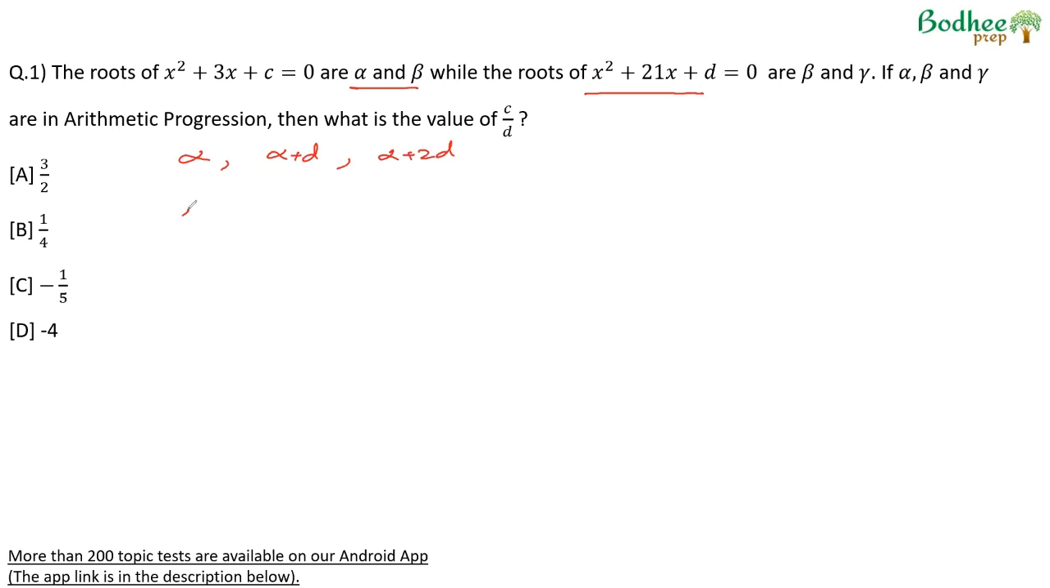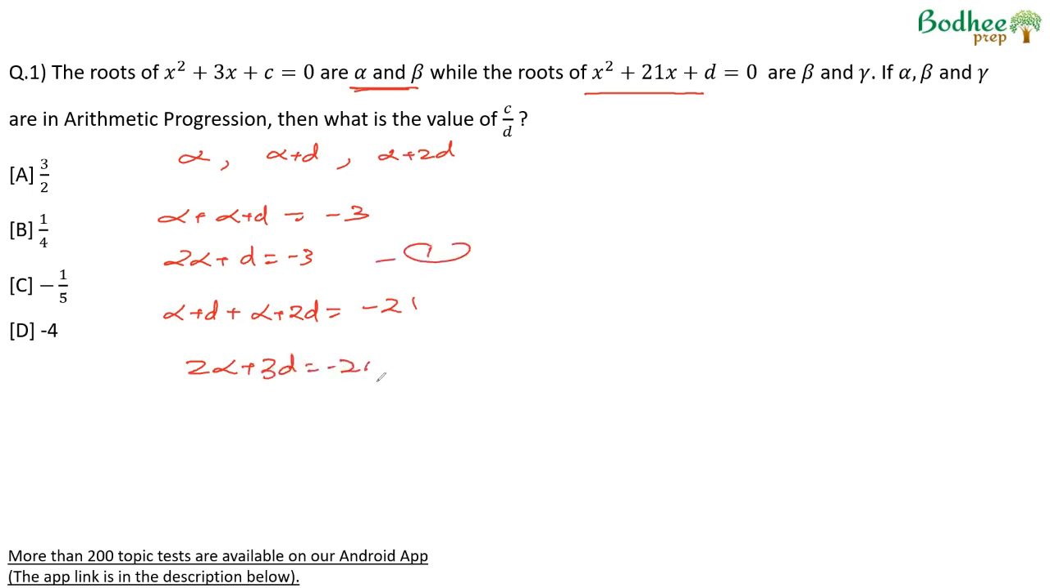Now the sum of roots, that is alpha plus beta, in this case will be minus 3. So 2 alpha plus d is equal to minus 3. In the second case, beta plus gamma, where beta is alpha plus d and gamma is alpha plus 2d, the sum of roots will be minus b by a, which is minus 21. Which means 2 alpha plus 2d, or 3d, is equal to minus 21. This is equation 1, this is equation 2.